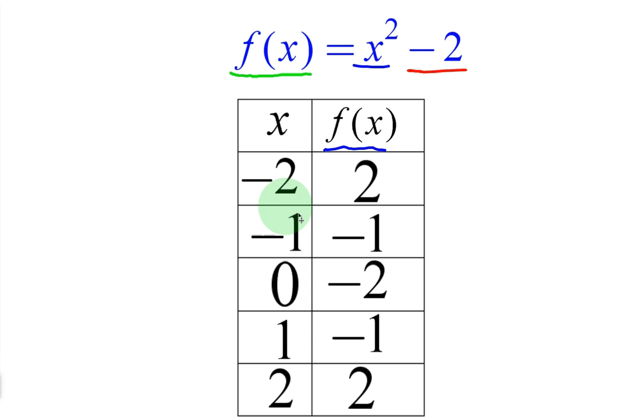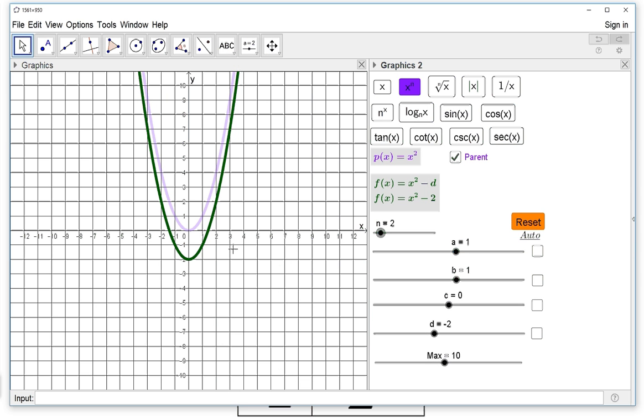Again, for vertical transformations, the x values stay the same. In this case, negative 2, negative 1, 0, 1, 2. We have new y values now. Wow, a lot of these look very similar, don't they? Lots of 2s, 1s, and 0s. That's going to be what our final chart looks like, which confirms this graph.